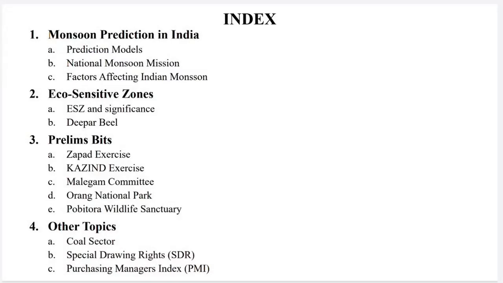We will be discussing the following topics today. The monsoon prediction in India and the eco-sensitive zones will be dealt in detail, and from the prelims point of view we shall discuss Zapad and KAZIND exercise and also Malagam Committee. We shall also discuss two important protected areas in news, which are Orang National Park and Pobitora Wildlife Sanctuary.